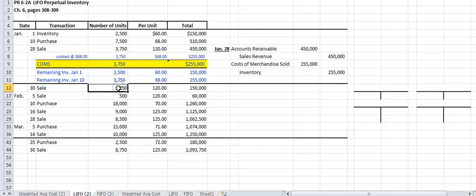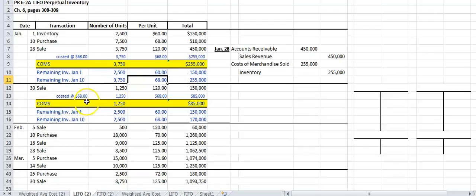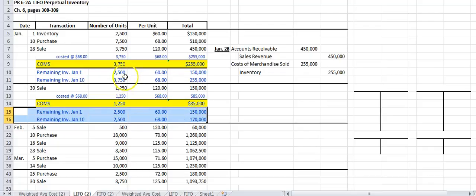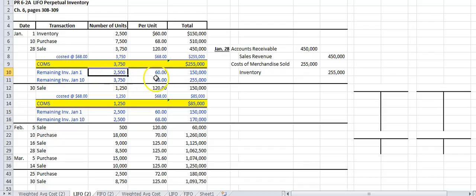So it's 1,250 sold. And then because we're using LIFO, last in, first out, we're going to look at the last layer that came in, the cost of the last units we bought. And we have more than enough. We have 3,750 to fulfill this sale, right? So they're all going to be costed at 68. So 1,250, which was the sale, will be costed using the information from this layer, which is 68. Cost of merchandise sold is going to be 85,000, and we go ahead and calculate the remaining layers again, right? This one stays intact, 2,500 at 60.